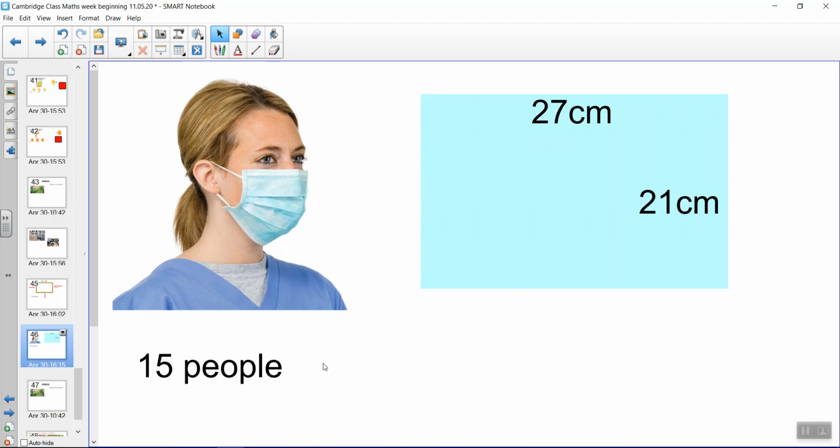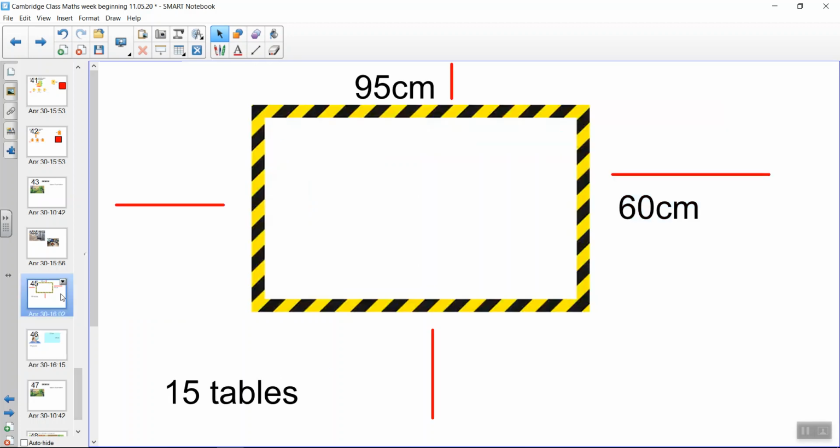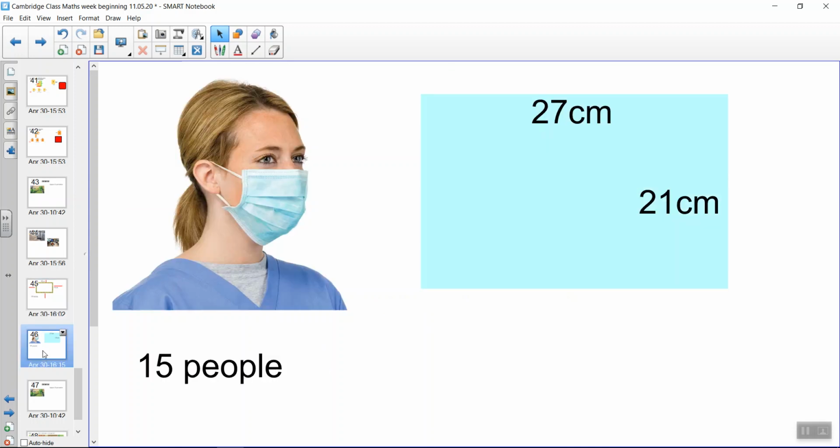And that's today's maths, children. You're going to find out how much space I will need to fit 15 tables in a classroom with my social distancing, and what size piece of fabric I would need to make a face mask for 15 people, 27 centimetres by 21 centimetres. Have a go, email me your answers, and I'll speak to you again.